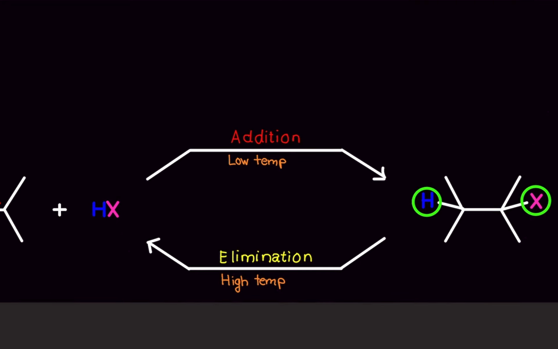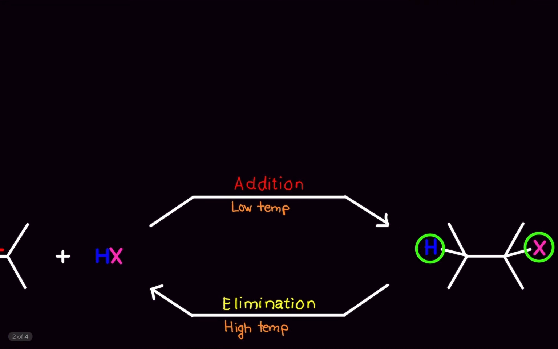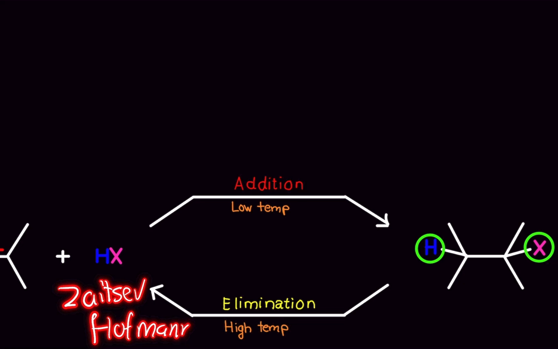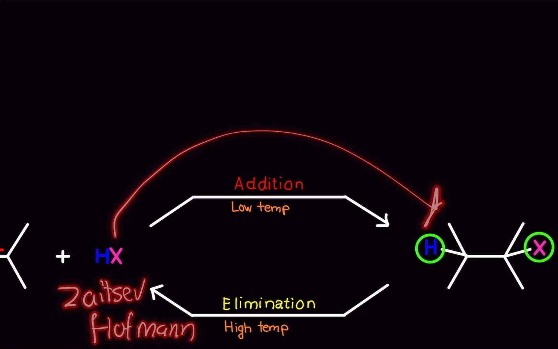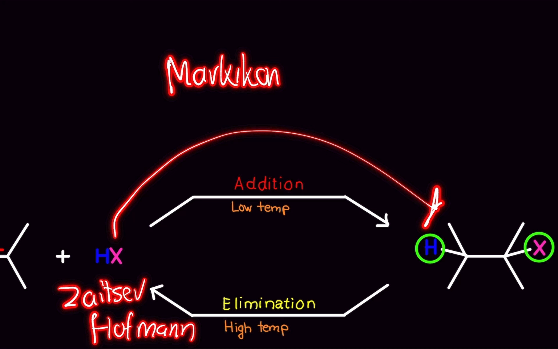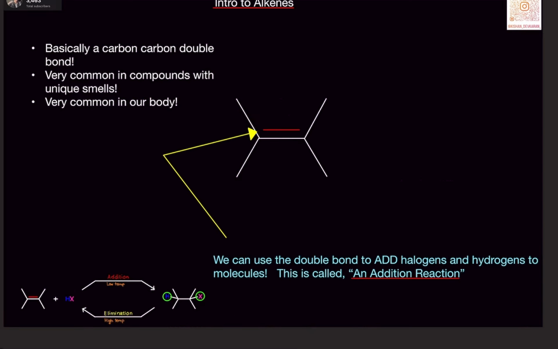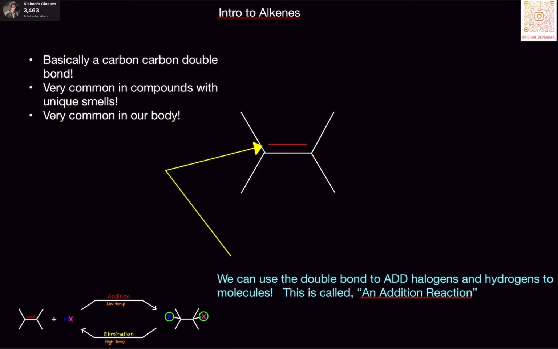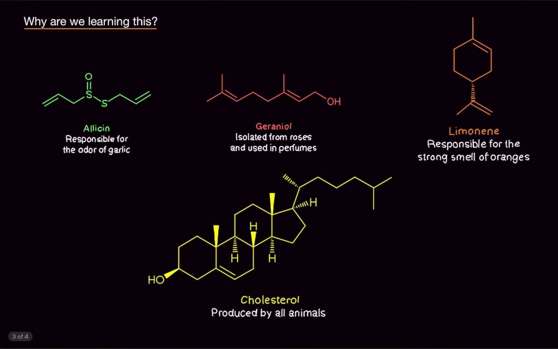So going this way, going towards elimination reactions, we have Zaitsev and Hofmann. And going towards addition reactions, we have Markovnikov. I don't want to spell this wrong. Markovnikov and anti-Markovnikov. Whatever, anti. Okay, so you get the point. But we're going to go much more in depth in future videos. But just an overview. So why are we learning this?